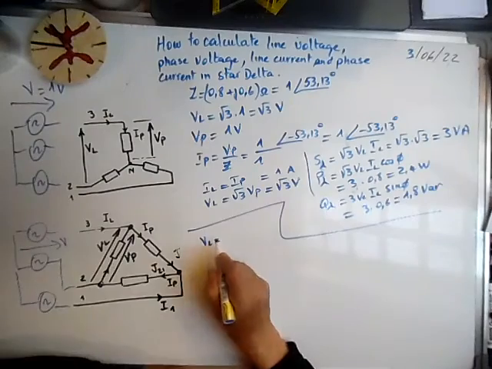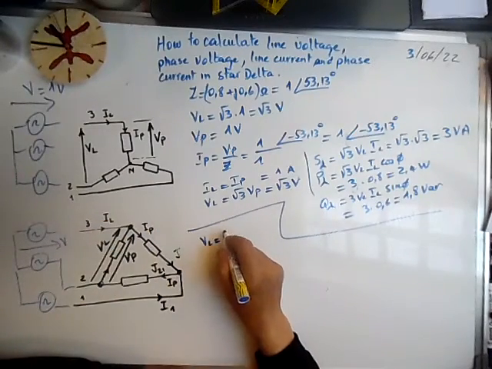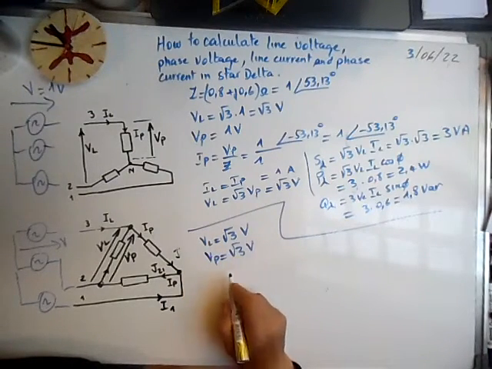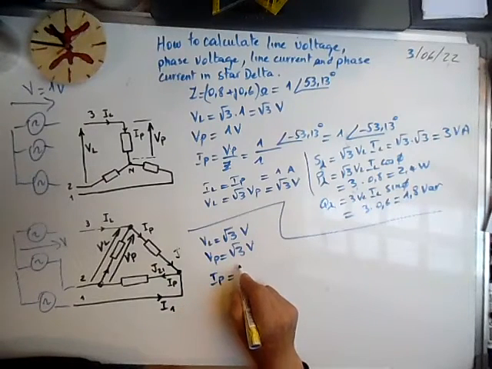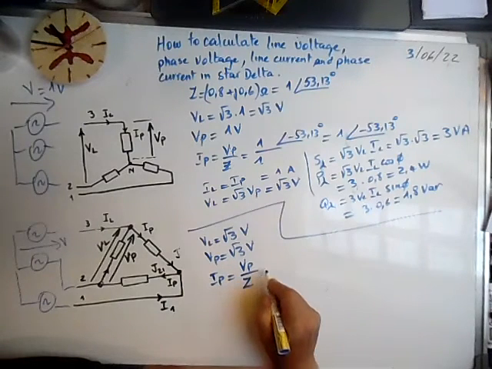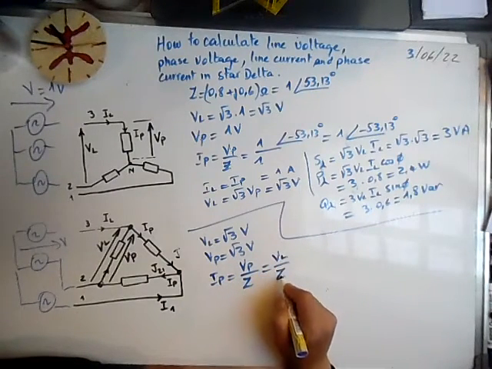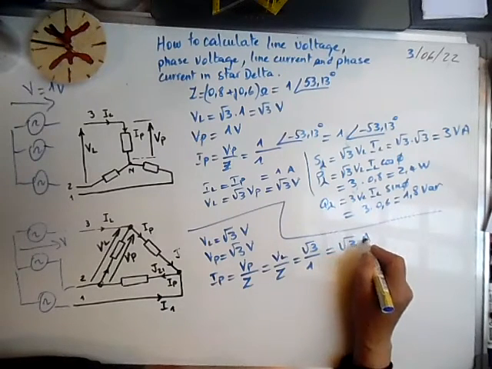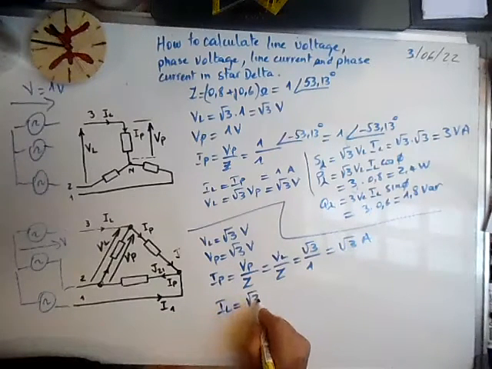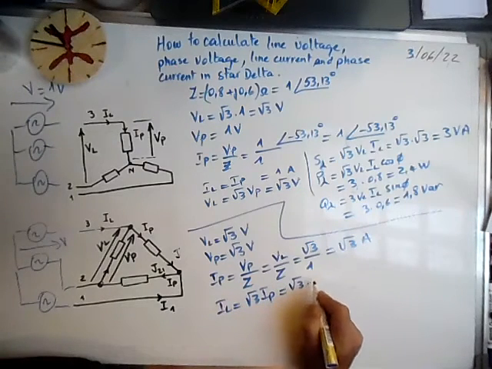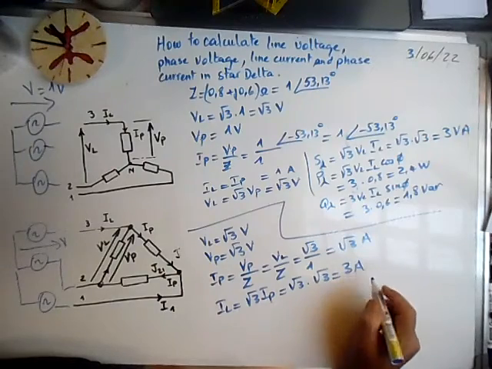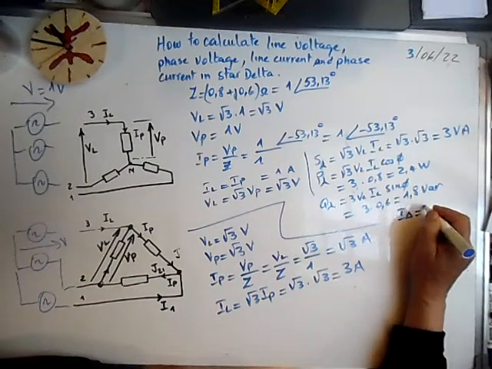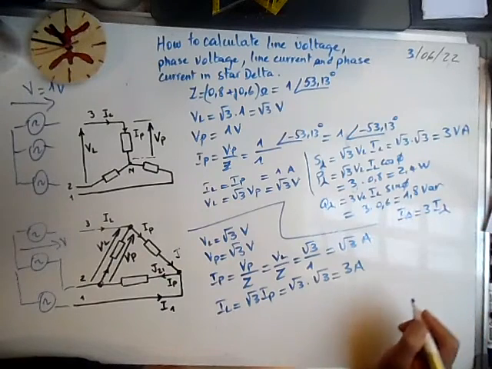So now we go to the delta connection. We know that V is equal to 1 volt. Here we have square root of 3 volts. V phase is equal to square root of 3 volts as well. We can calculate the phase current. Phase current is phase voltage divided by Z, or line voltage divided by Z, and it's square root of 3 over 1, which is square root of 3 amps. And the line current is square root of 3 times the phase current. It means that square root of 3 times square root of 3 will give 3 amps. We see that here the delta current is equal to 3 times the current for star connection.